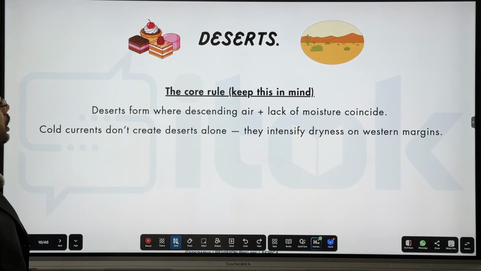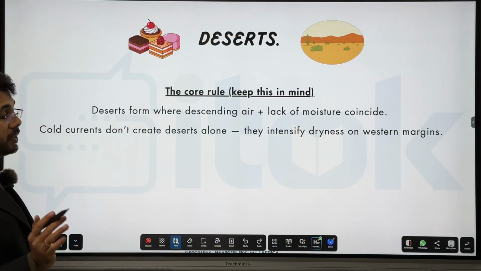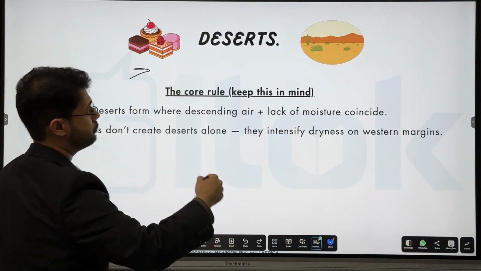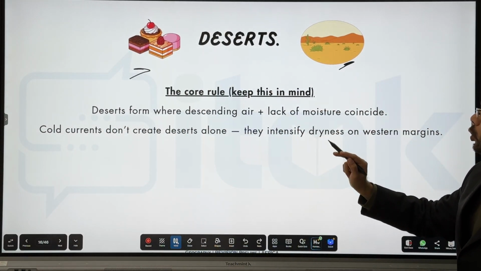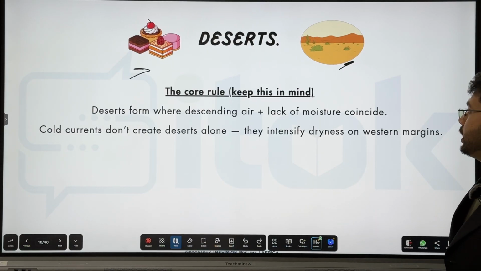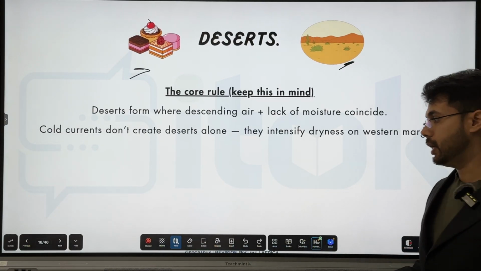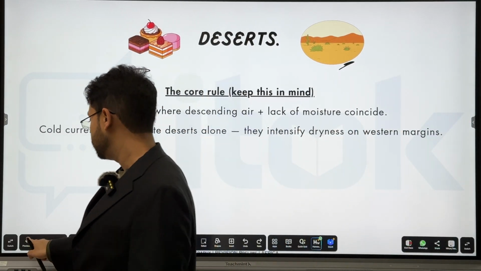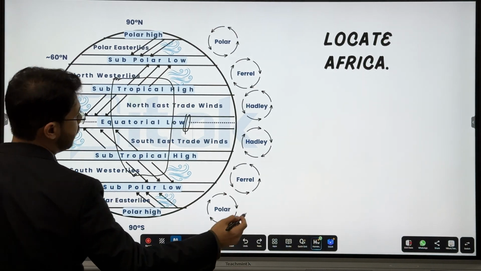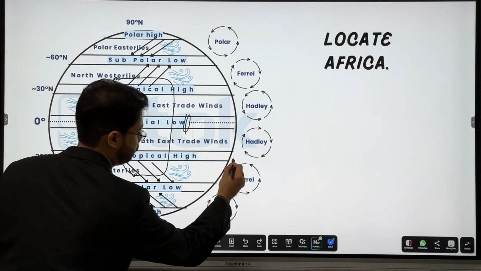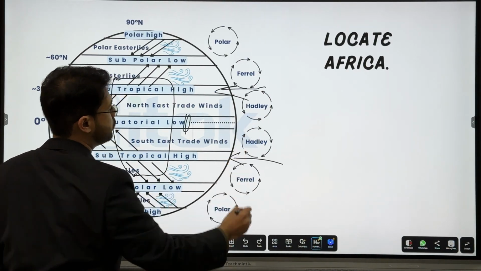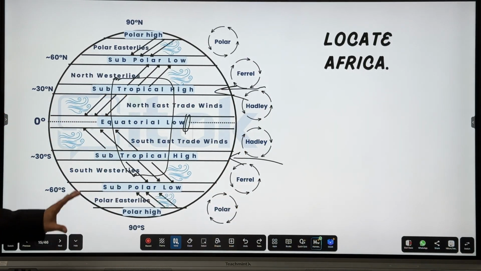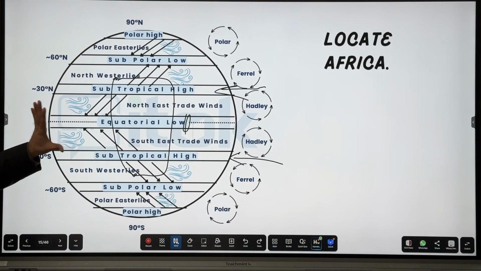Now, core rule, deserts, remember please, these are not the deserts which we study in geography. Core rule is deserts form where descending air and lack of moisture coincide. Hadley cell, again, welcome back to Hadley cell. Hadley cell is falling here, Hadley cell is falling here. So we have our deserts forming in these regions, subtropical high.